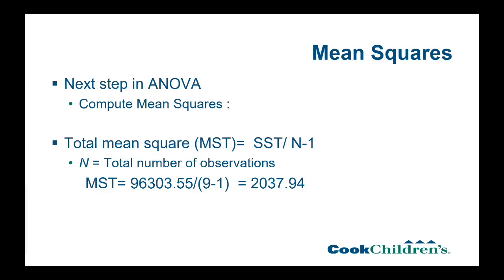The next step is to compute the mean squares, which you calculate by dividing the sum of squares by the degrees of freedom, which gives us a value of 2037. You can see we have 9 observations. The n was 9, so the degree of freedom to calculate the total mean square is 9 minus 1. That's how we came about the 2000 value there.